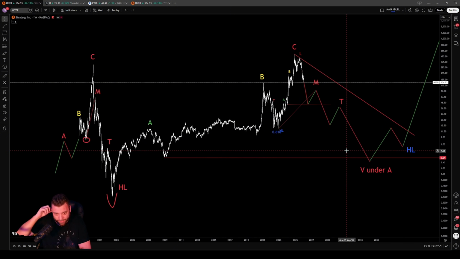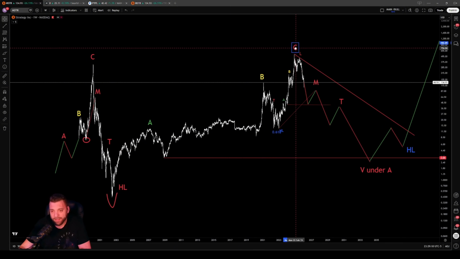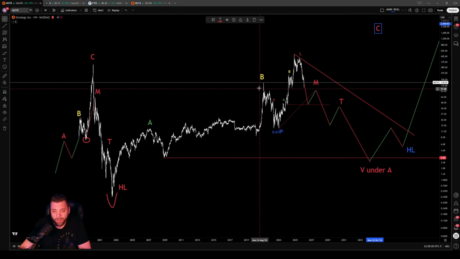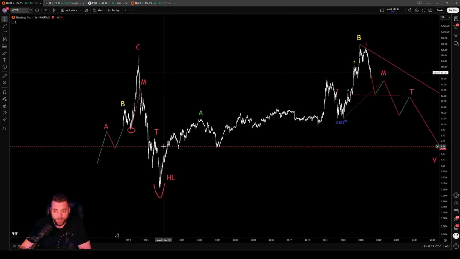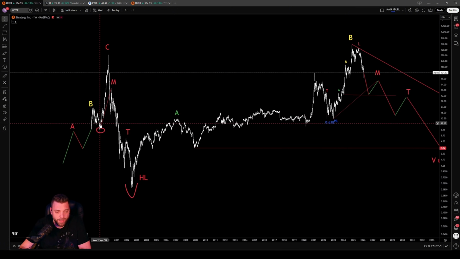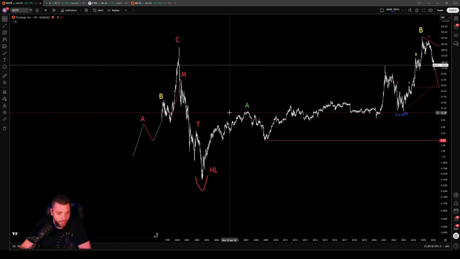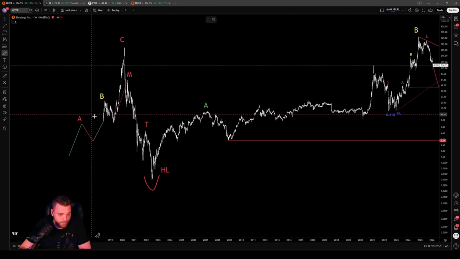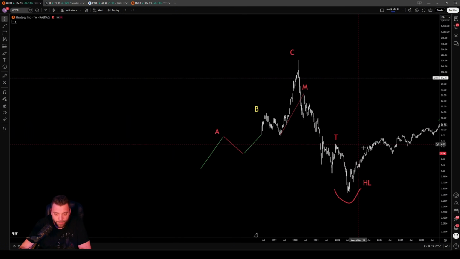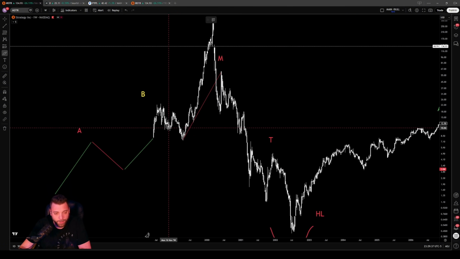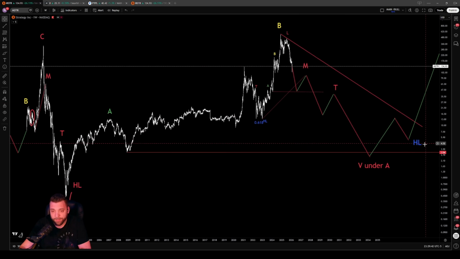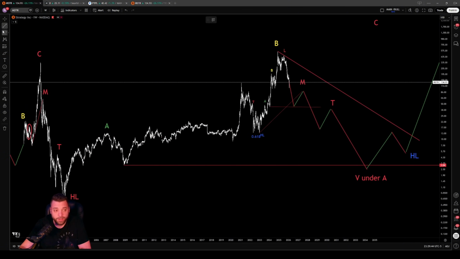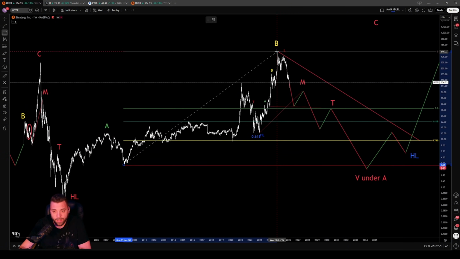The only alternative is that wasn't our C. That means that was our B. That means we would be somewhere in this, I zoom in, we would be somewhere in this bounce here, in my opinion. That means if this is B, we still have to drop. Yeah? We still have to go to $40.